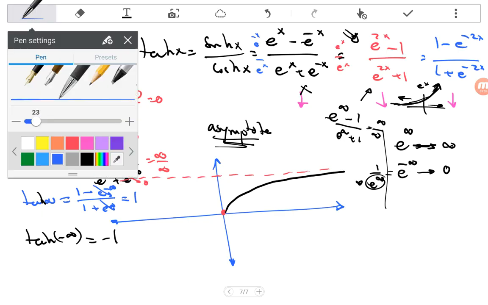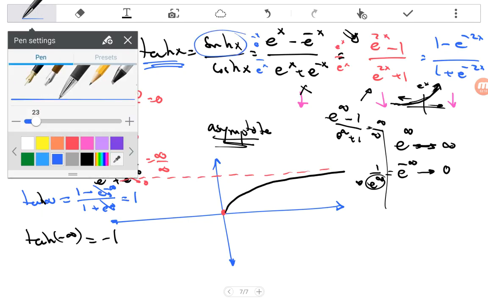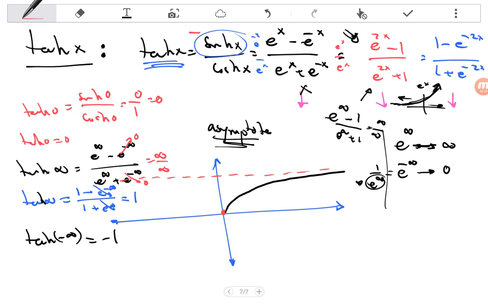What would you expect tanh x to be for the symmetry of tanh? Would it be an odd function or an even function? From this definition, we learned before that sinh is an odd function, and cosh is an even function. So when you divide an odd function by an even function, you get an odd function. So tanh is an odd function.